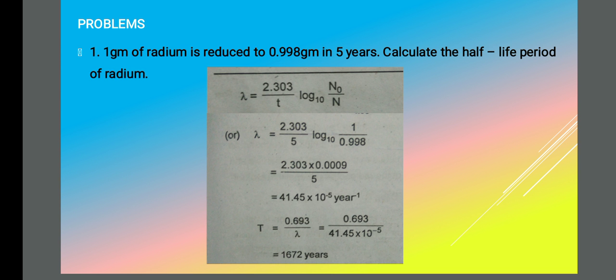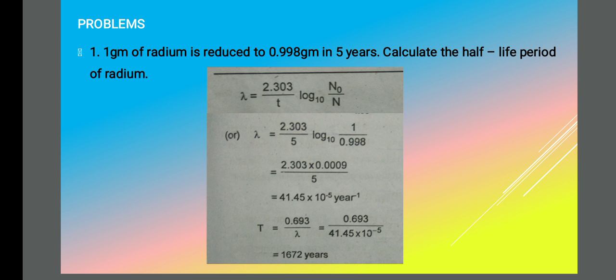Coming to the half-life period, substitute the value of lambda in t is equal to 0.693 divided by lambda. Here t is nothing but the half-life period. So t is equal to 0.693 divided by lambda, which is equal to 0.693 divided by 41.45 into 10 to the power of minus 5. You get the answer as 1672 years.